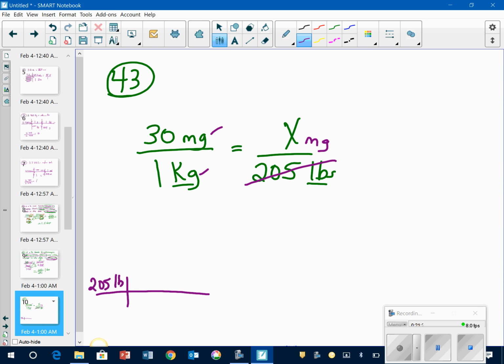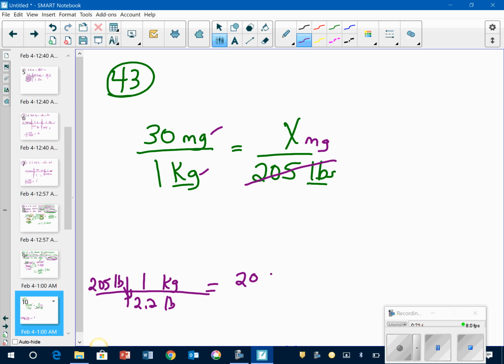205 pounds. Pounds up here. You don't have pounds down here. And we're trying to find kilograms. Okay. So remember 2.2 pounds is equal to 1 kilogram. And again, we could have easily just changed that to pounds and done 2.2 pounds on the bottom, but I'm doing this out longer the other way just to kind of show you how to work it out.